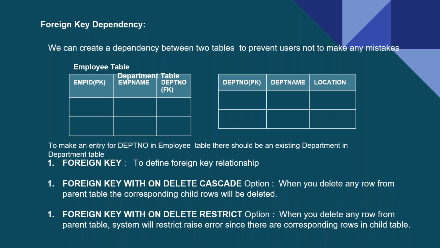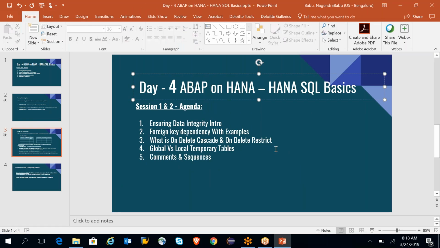If you take VBAK, VBAP, which one is a parent table? We have VBAK and VBAP in ABAP. VBAK is the parent table, which has a single entry. For each sales order, there will be multiple sales items in the VBAP table. Similarly, a department will have one entry, and for that department there can be multiple entries. So that will become a child table. Okay, let me move ahead.